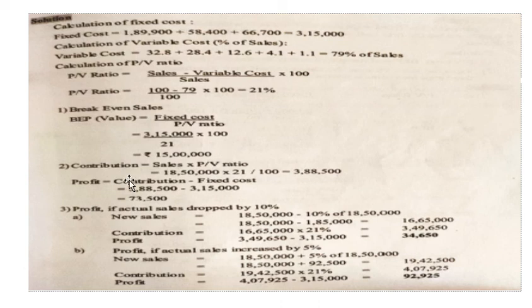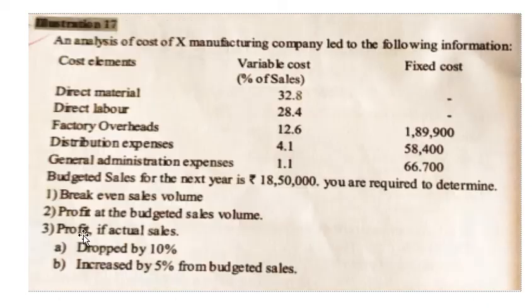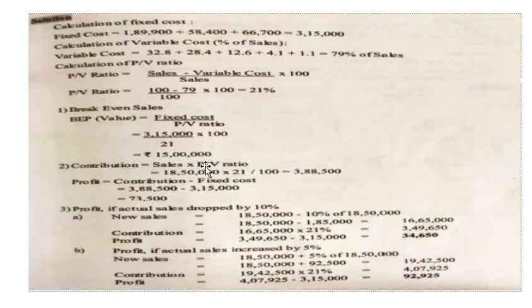Next, we will be calculating our contribution. As per the second question, what they have asked is profit at budgeted sales volume. So what is the budgeted sales volume? 18,50,000. When 18,50,000 is the budgeted sales volume, what will be the profit we are supposed to calculate? To calculate that, we need to have our sales and variable cost, where we will be getting our contribution. From our contribution we will minus our fixed cost to know whether it is profit or loss. So we can calculate our contribution.